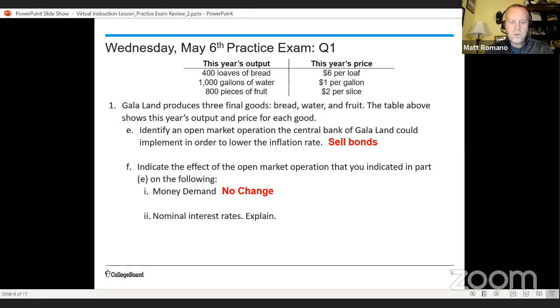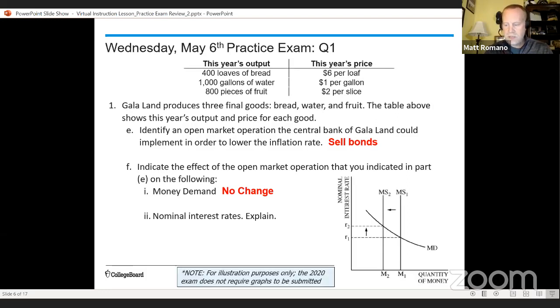For part two, for me, again, if I'm taking this exam, even though there's no graphs to be submitted, I'm going to draw the graph anyway. So on my scratch paper that I'm going to have with me during the exam, I'm going to draw the graph and I'm going to visualize what happens to nominal interest rates as a result of the monetary policy. So I went ahead and put it on here. Again, take note, you don't have to draw it to answer this question accurately. You don't have to submit any graphs at all, but it helps to visualize what's going on. That's the whole point of learning graphs, is that we can visualize concepts and therefore understand them better.